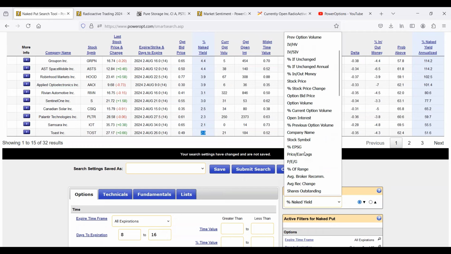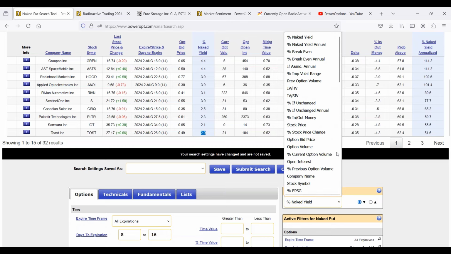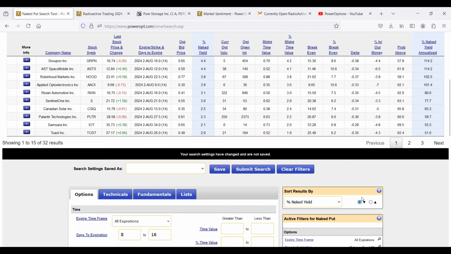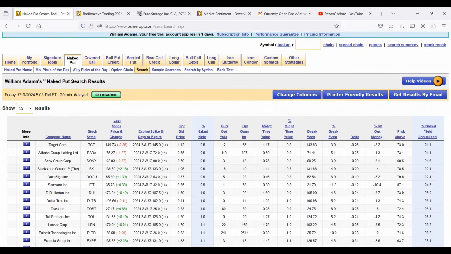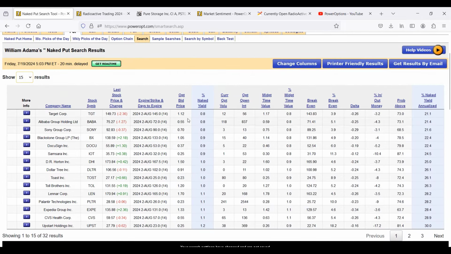In any case, what I'm going to do here is just flip the script. I'm going to sort it by lowest return to highest, because that's probably going to be the highest probability that I have available. So let's just flip it. Use the radio buttons there. Submit that search. Now here we are. Target.